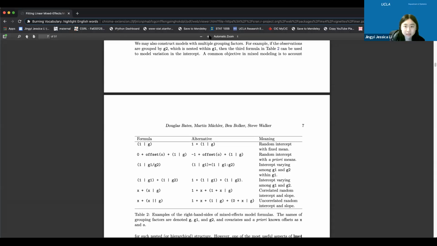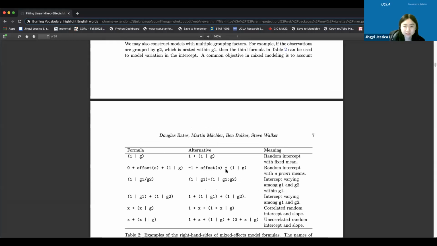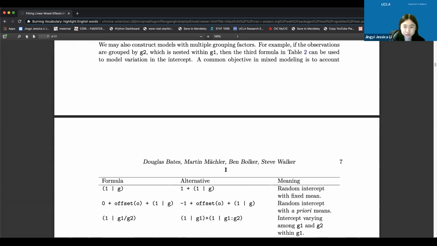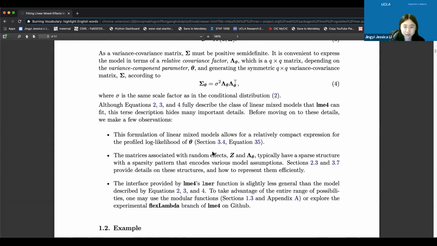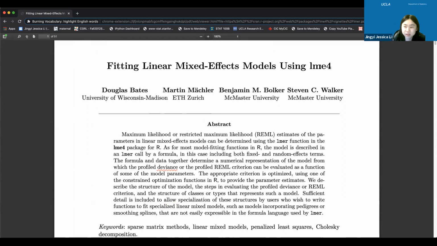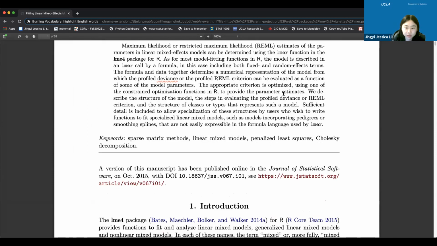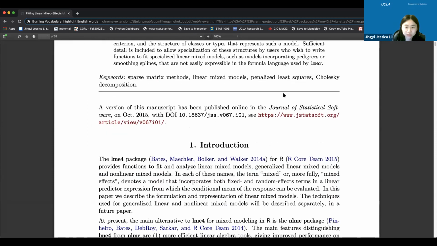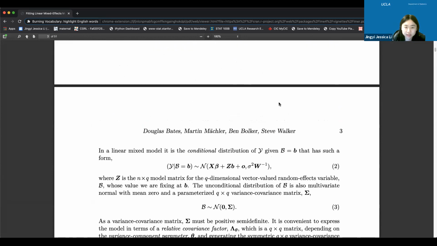Okay, so this is the PDF. It's a very detailed introduction to linear mixed effect models. So I'm just going to quickly go over it. It's called lme4 as the package name. So we can quickly go to this figure to give you some sense.